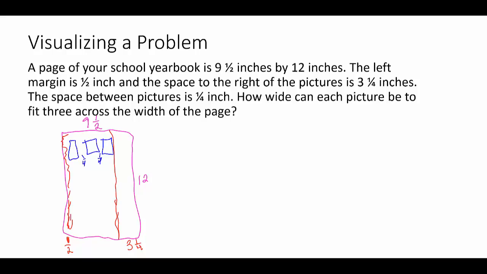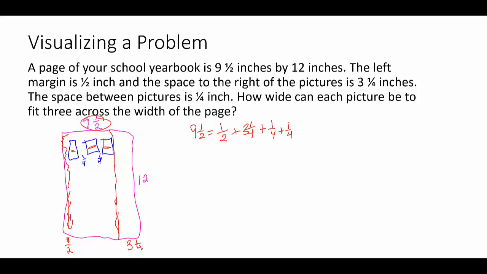And so what matters here is that all of these things from left to right have to add up to this width that's already been set by whoever makes the yearbook or makes those decisions. So if we wanted to do this in an algebraic way, if we want to set up an equation, all of this has to add up to be 9.5 inches. And the things that are making up those 9.5 inches are the margin on the left, which was a 1/2, the space on the right, the 1/4 in between the pictures, and then the pictures themselves. And so that's actually what we're trying to find, is how wide these pictures are.